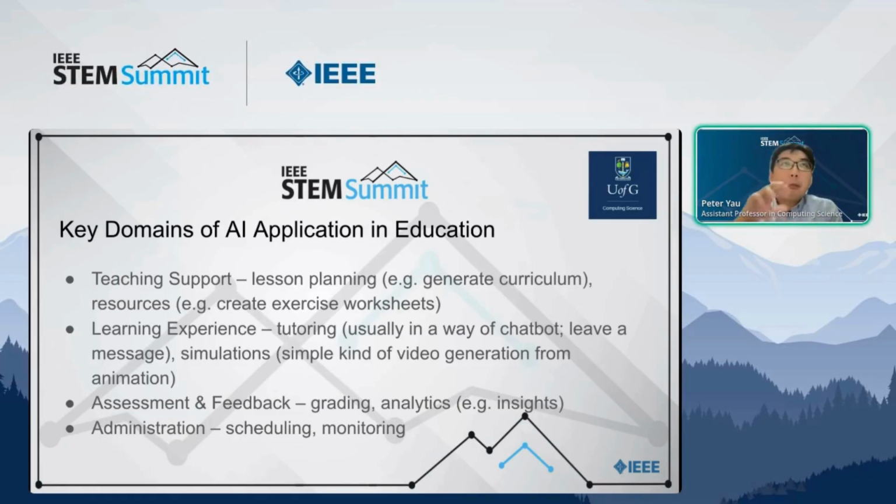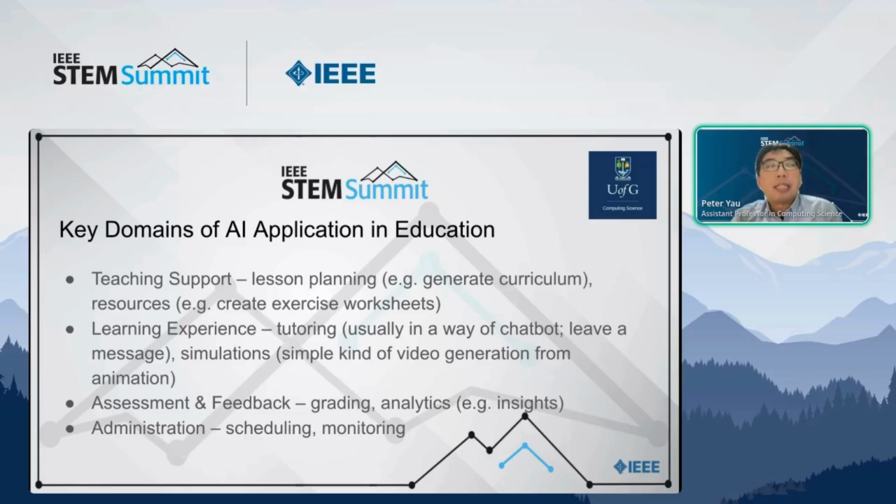And if we focus a little on the area of education, we usually have these key domains where AI is being applied right now. In these 4 bullet points, I try to rank them from a minimal level to an extended level. Let me explain it one by one.